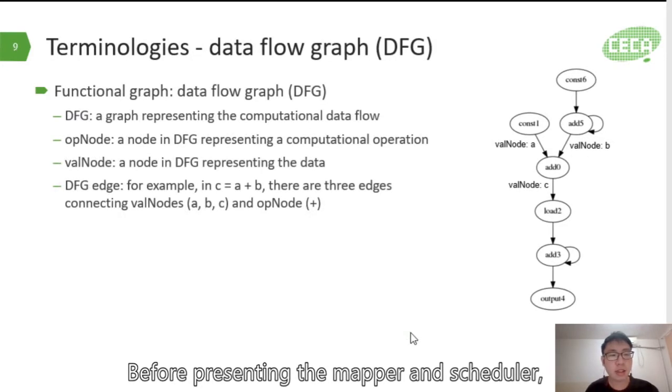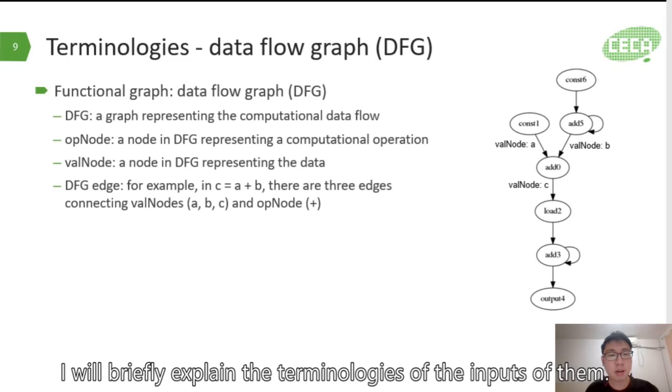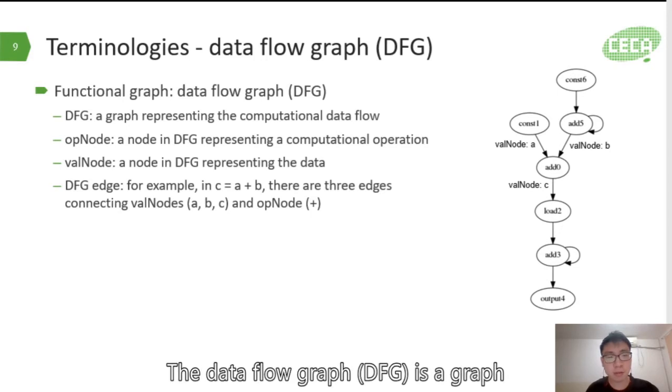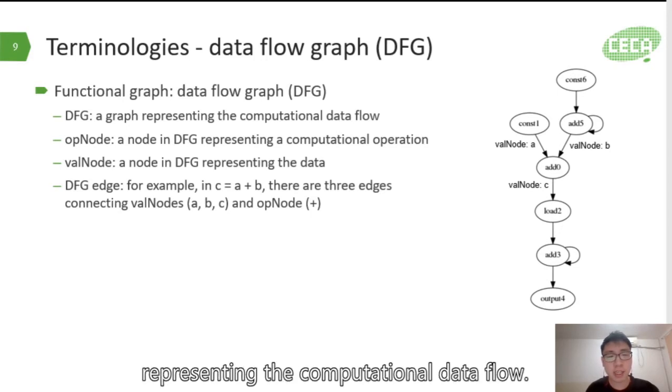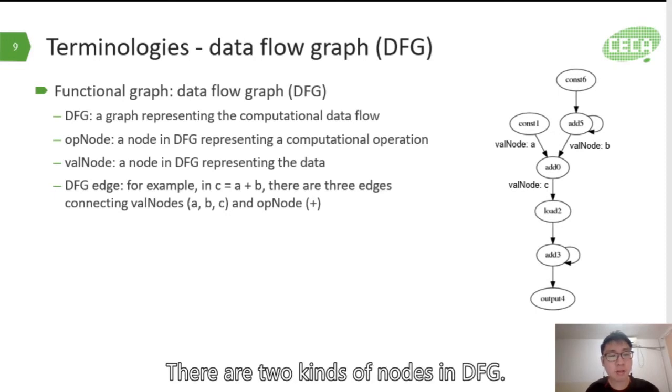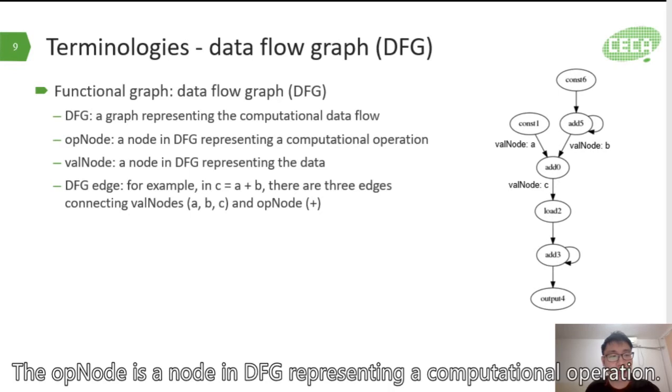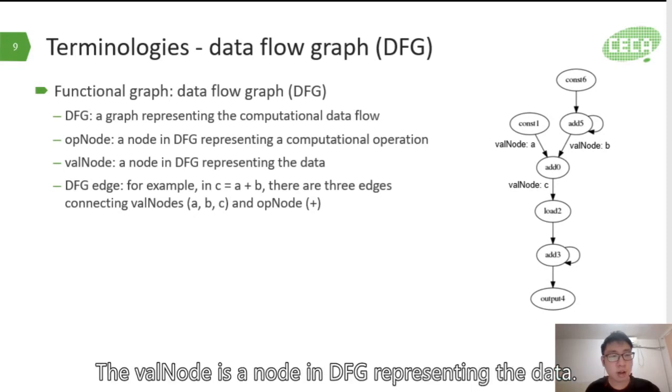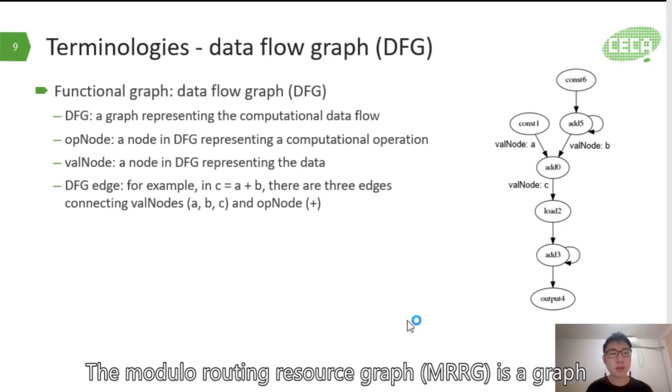Before presenting the mapper and the scheduler, I will briefly explain the terminology of their inputs. The data flow graph, DFG, is a graph representing the computational data flow. There are two kinds of nodes in DFG. The OP node is a node in DFG representing a computational operation. The value node is a node in DFG representing the data.